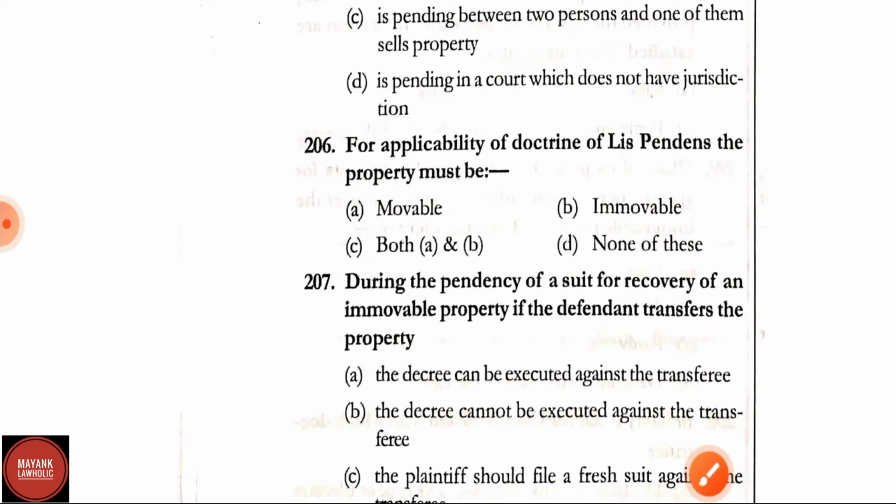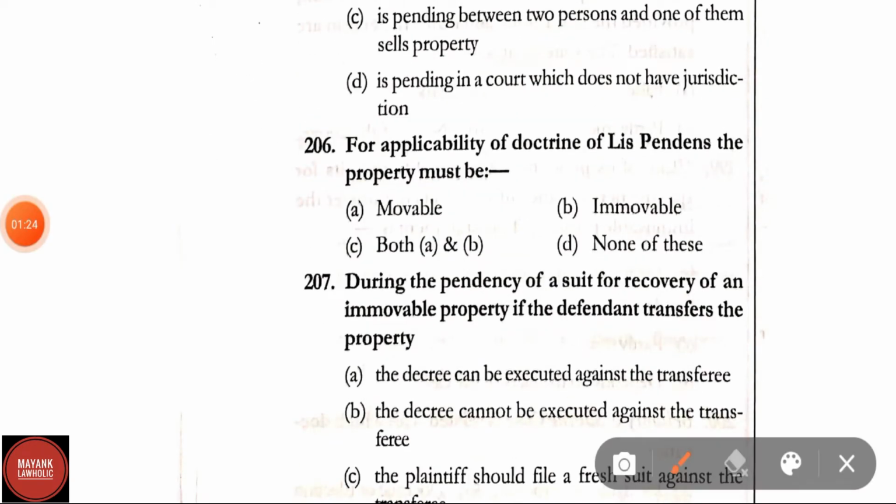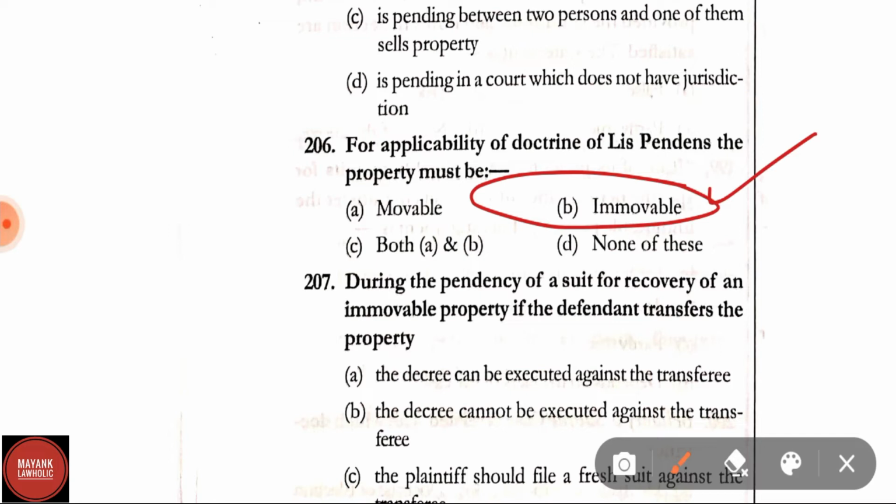Question number 206. For applicability of doctrine of lis pendens, the property must be movable, immovable, both A and B, none of these. Correct answer is option B, that is immovable.